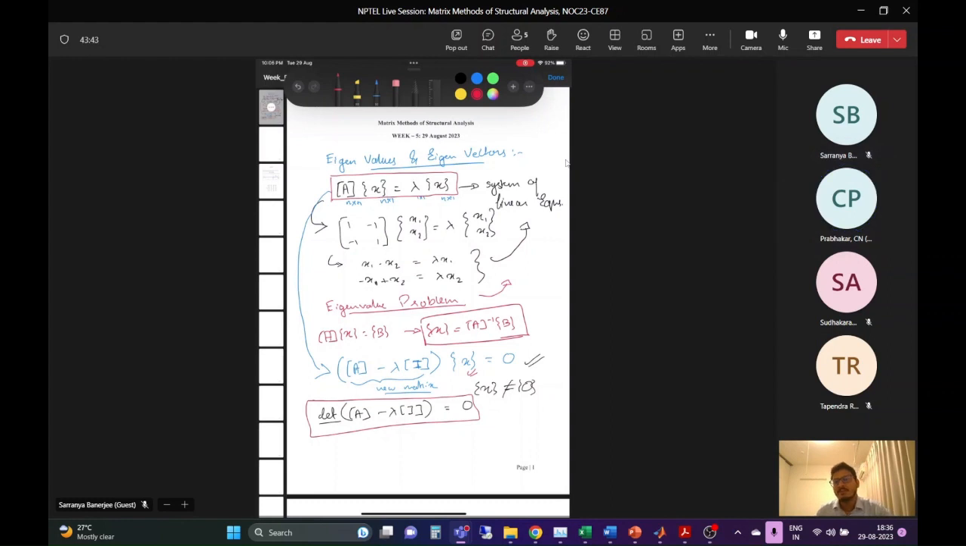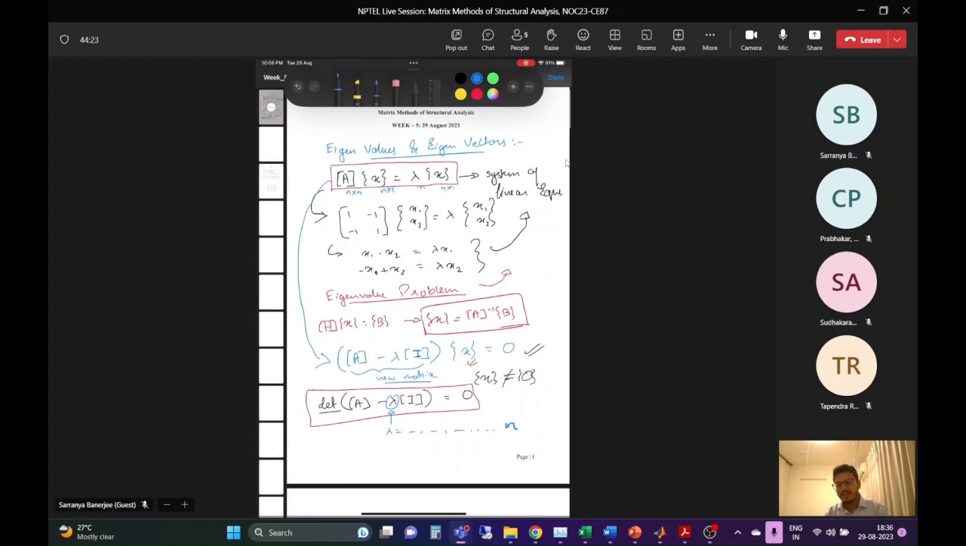Okay, so this specific kind of system of linear equations, the solution of a system of linear equations, is called the eigenvalue problem. And this lambda will have many values. How many values? N number of values. Why it will have n number of values, I will explain just after this. For those n values, this determinant would be 0. So let's solve this problem.